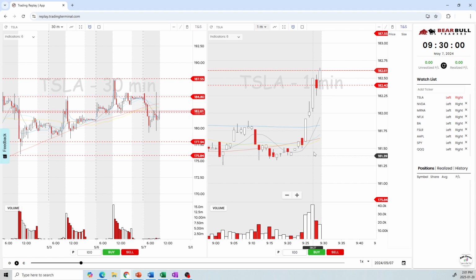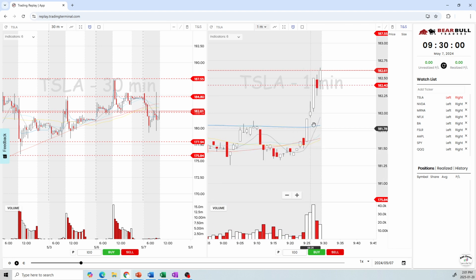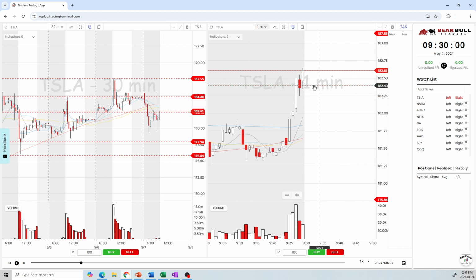So right now, before the market opens, we see there is a nice push up in Tesla, and it's just trying to retest our 182 level, and let's see whether it's able to keep this 182, which happens to be the prior day low and the pre-market low. If it's not, then we look for a short opportunity in the opening drive. So now I'm going to play at 1x speed so we can see and learn.